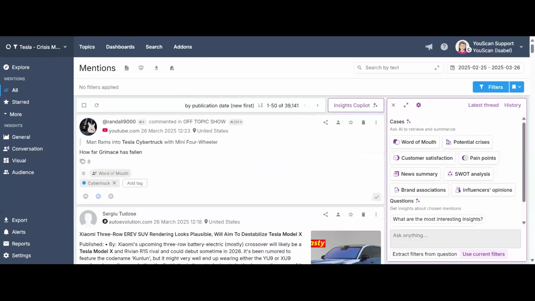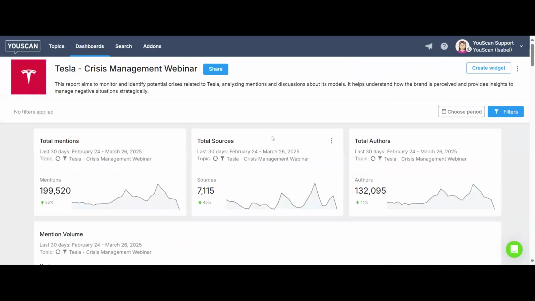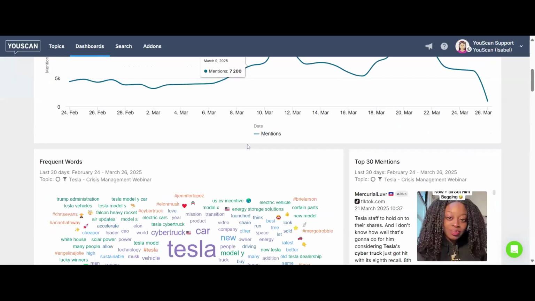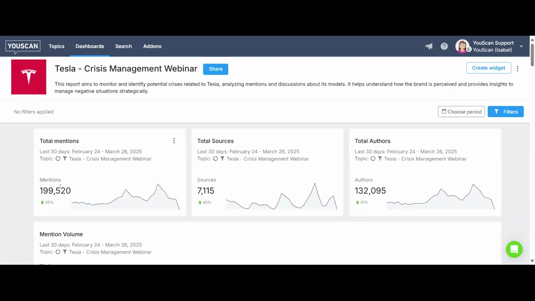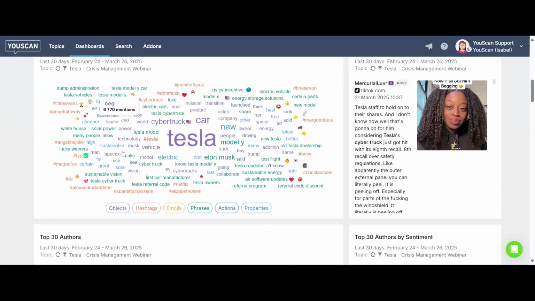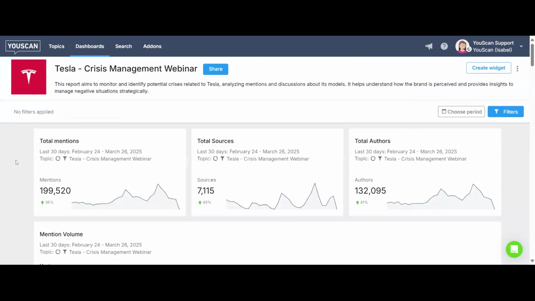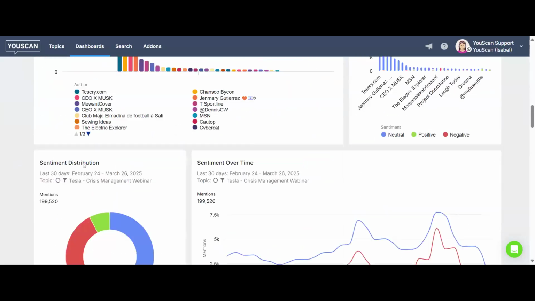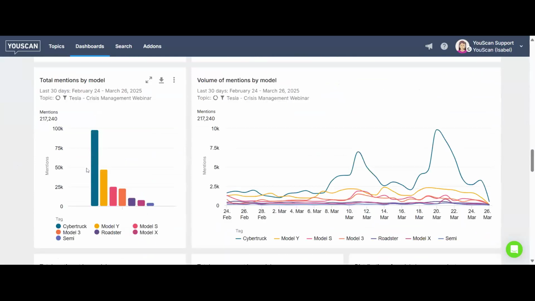And now let's go to the dashboards. So the reports: once we have all this data segmented in our topic, it's time to create our reports. Here I have general metrics, for example, the total mentions about Tesla in the last 30 days. Okay, that's super cool. But I wanted to understand how these total mentions are distributed. So I can segment this data in my dashboard here.